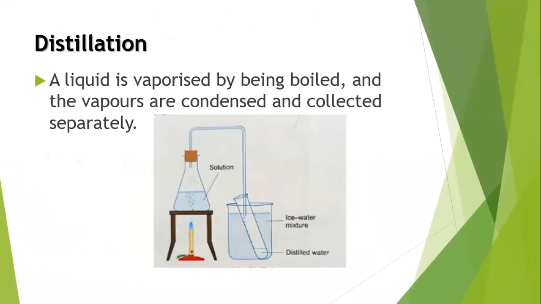Now the next is distillation. In distillation, a liquid is vaporized by being boiled, and the vapors are condensed and collected separately. If the liquid is mixed with any solid, the solid will not vaporize. Thus, a liquid can be separated from a solid mixed with it.